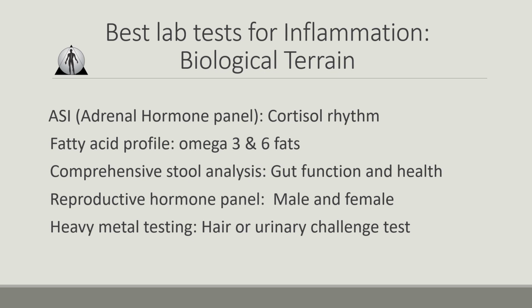And if we're interested in testing for heavy metals, then we can do that either through hair or a urinary challenge, meaning that we can take a chelating agent over the course of 24 hours and collect our urine and see if we're physically harboring or holding any metals in our body. So these are other tests that are really good to look at the biological terrain. I think these have tremendous value to add into your annual exam.